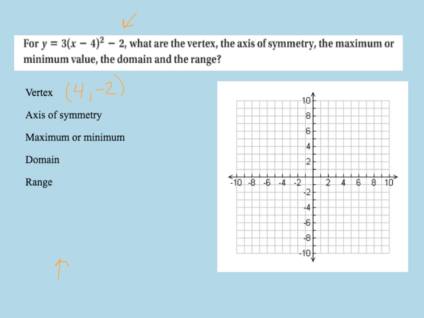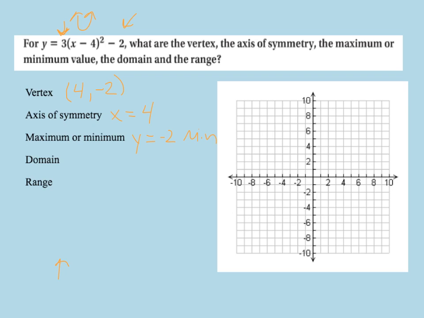My axis of symmetry is always going to be whatever my x value is. So x equals 4 is going to be my axis of symmetry. Again, that mirror line. And in this case, this 3 is a positive, so it's going to be a minimum value because the U would look like that. So my minimum is going to be where y is equal to -2, and I'm going to write min. The domain and range I'm going to do after once I graph this.